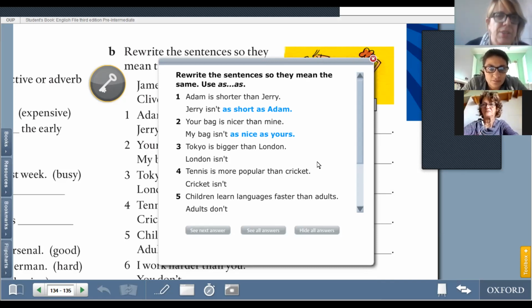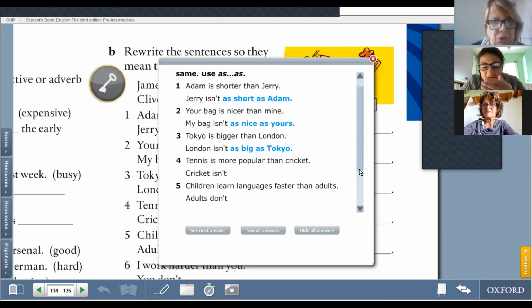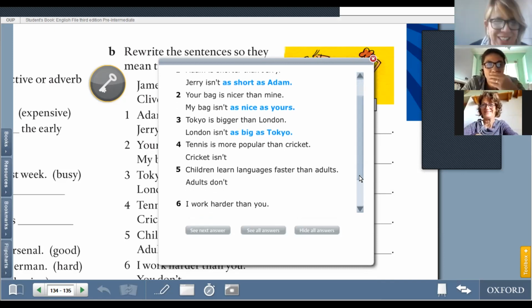Okay, okay. Tokyo is bigger than London. London isn't as big as Tokyo. Yes, I know, you're getting confused. But you have to change the two parts. So you start with one and finish with one, and you adjust to interchange.